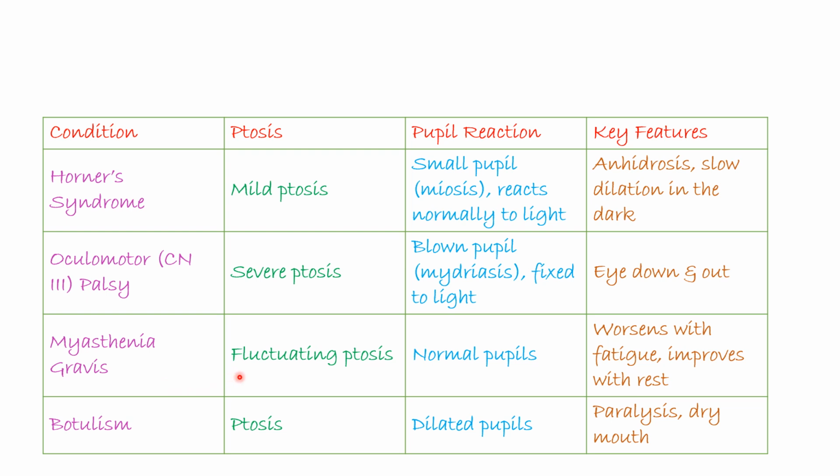Myasthenia gravis usually causes fluctuating ptosis. The ptosis is worse in the evening, but the pupils are normally okay because we don't have disruption of the autonomic supply, and the ptosis usually worsens with fatigue and improves with rest. Botulism causes ptosis and usually dilatation of the pupils. This is because of the inhibition of the parasympathetic, and you can have paralysis and dry mouth.